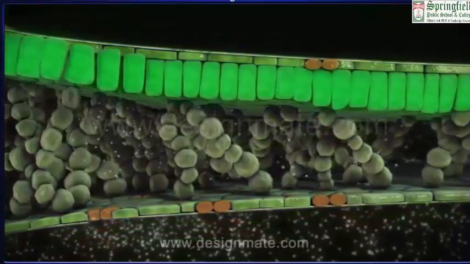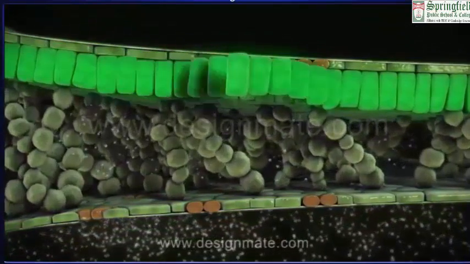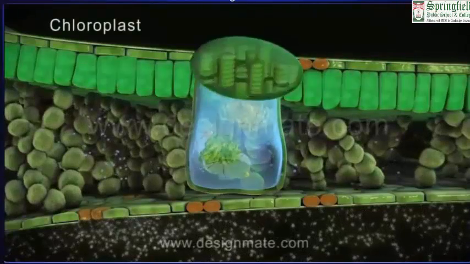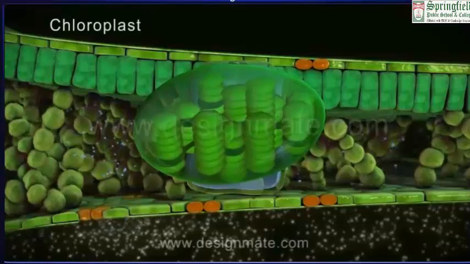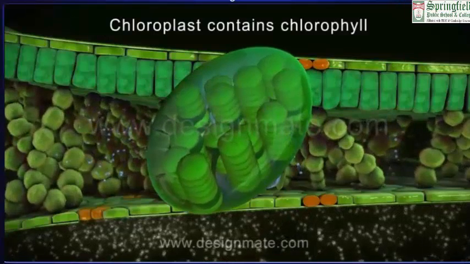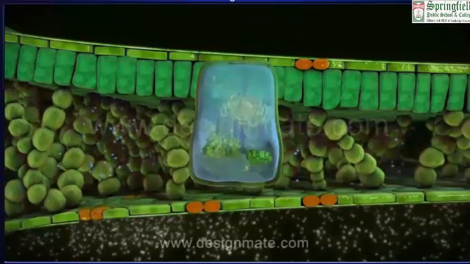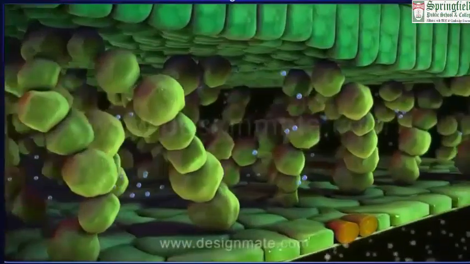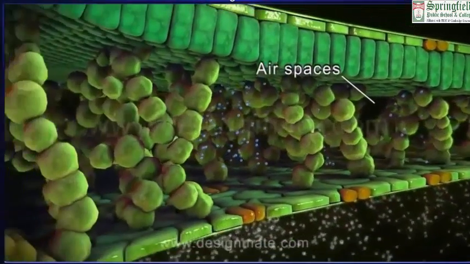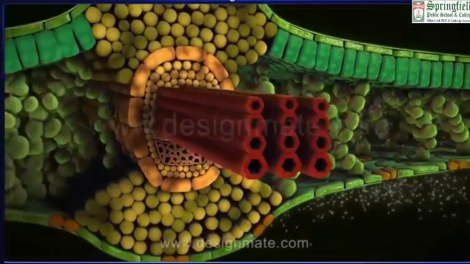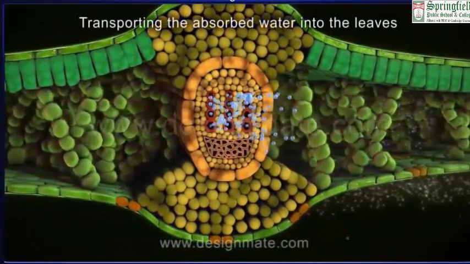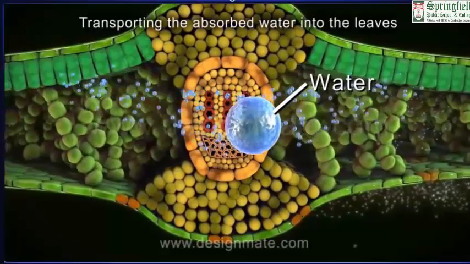Below the upper layer is the layer of tightly packed cells. These cells have specialized organelles called chloroplasts. Chloroplasts contain the pigment chlorophyll, which gives the green color to the leaf. The next layer has loosely arranged cells with large air spaces. The section also shows tubes specific for transporting the absorbed water into the leaves.